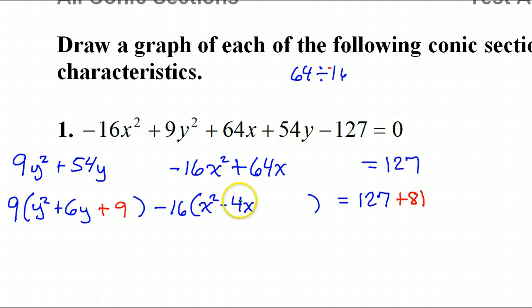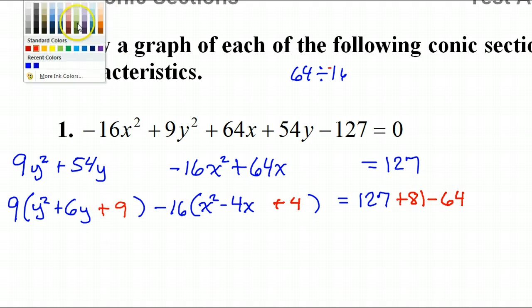Same thing over here. Half of 4 is 2. 2 squared is 4. So I put a 4 right here. But I'm not going to put a 4 over here to balance it out. This is really negative 16 times 4. I'm grabbing my calculator here. Negative 16 times 4 is negative 64. So I'm going to put a negative 64 over here to balance this out.